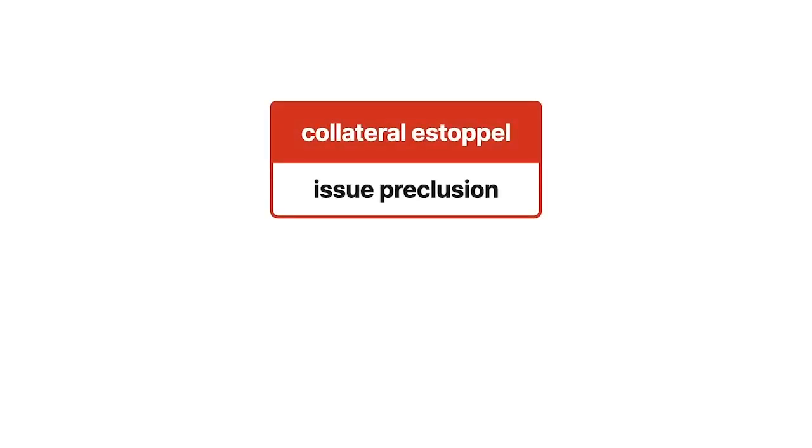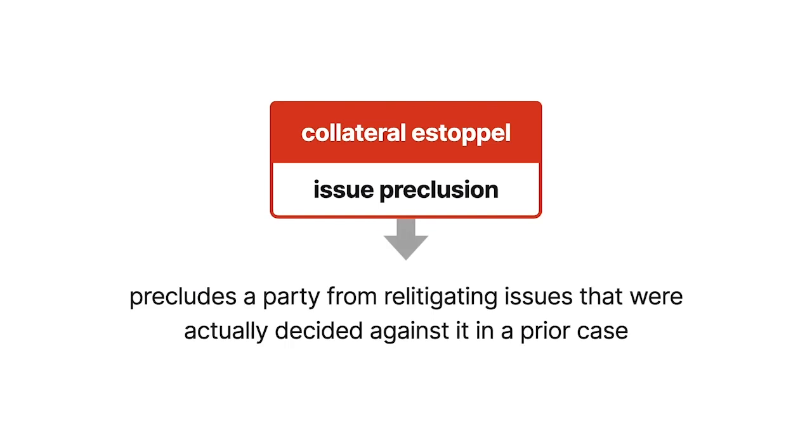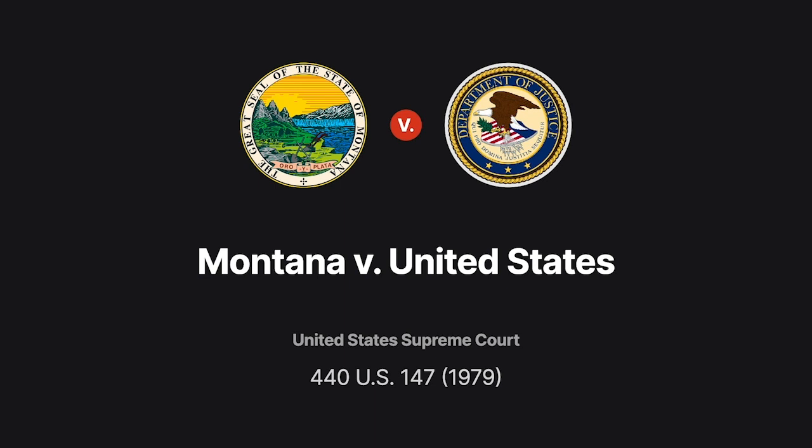Collateral estoppel, also known as issue preclusion, is a legal doctrine that precludes a party from relitigating issues that were actually decided against it in a prior case. In Montana v. United States, we explored the scope of that doctrine.